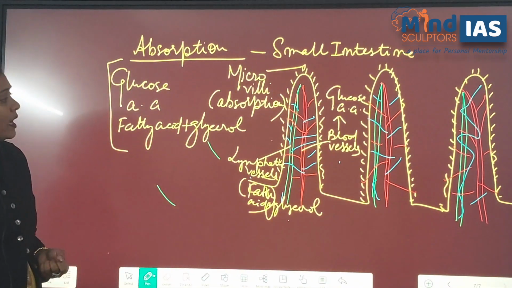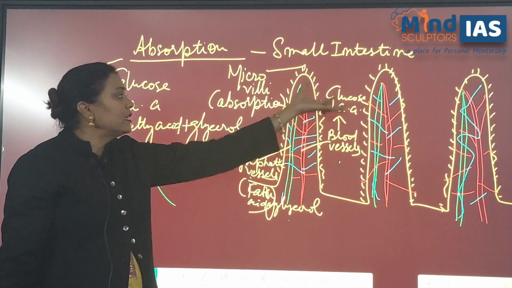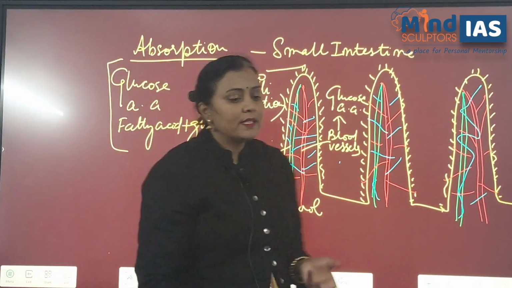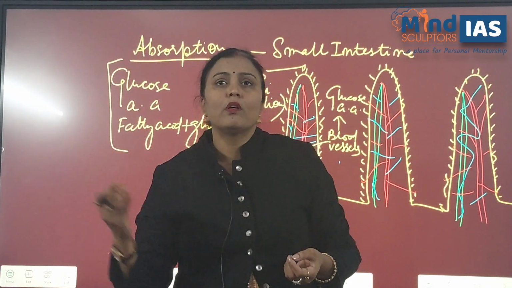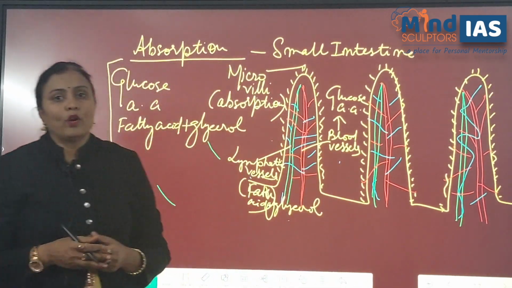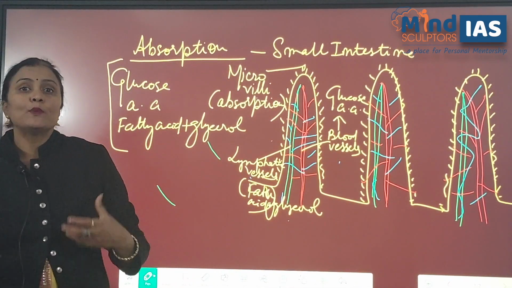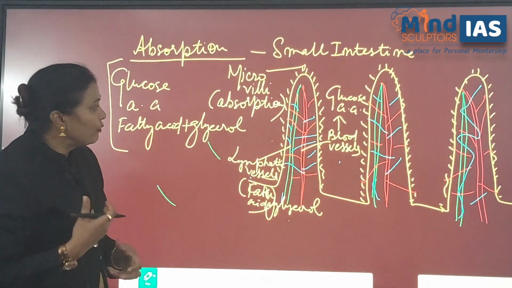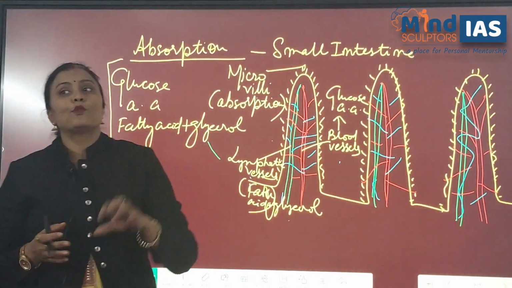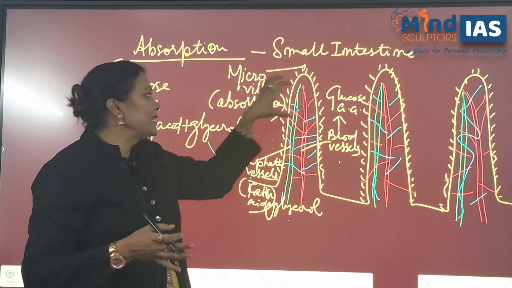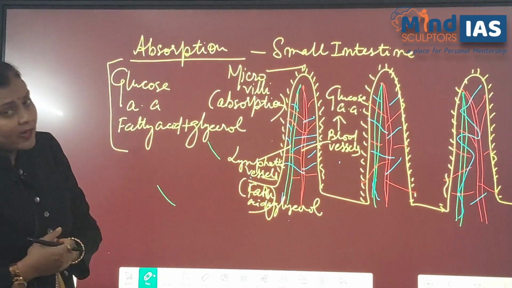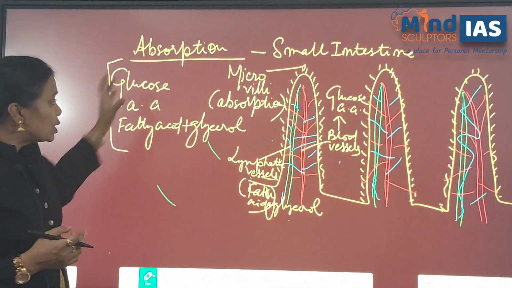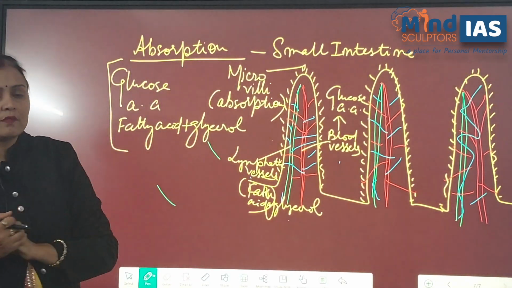In this way, with the help of blood, glucose and amino acids and other important nutrients will reach all the cells of the body, and then cells will get energy from these simple substances, because cells can understand the language of these simple substances, that is glucose, amino acids, fatty acids and glycerol. So in this way the process of absorption will be complete.